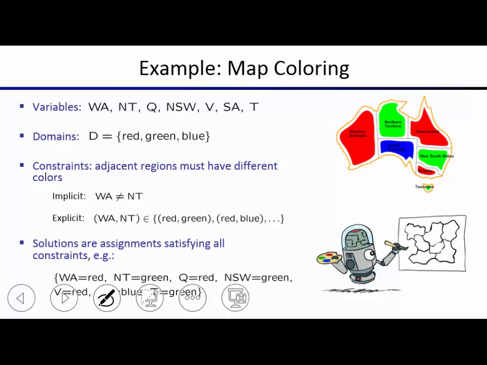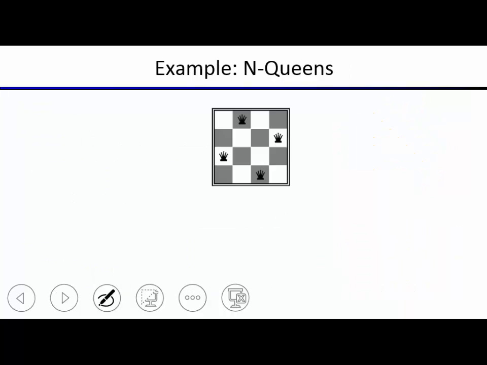Okay, let's look at another example. So here's the N queens problem. The problem here is that you're given a chessboard and you're required to place queens on the chessboard such that none of them attack each other. So what you see here is an example solution to the problem. None of these queens can strike each other in this configuration.